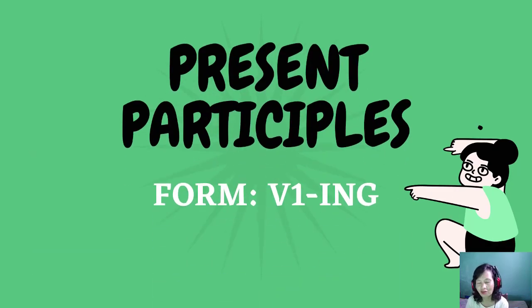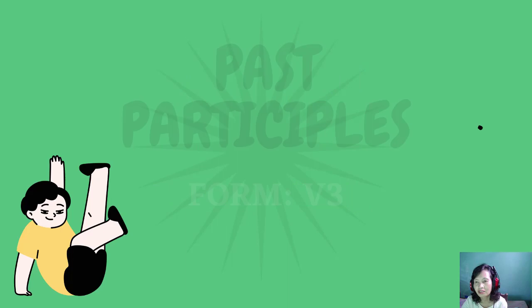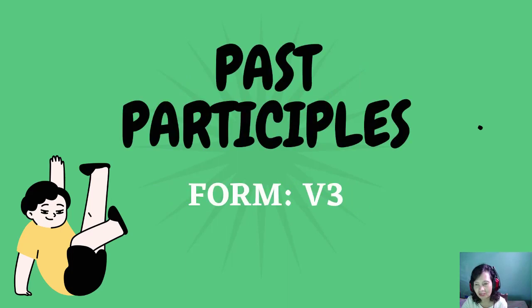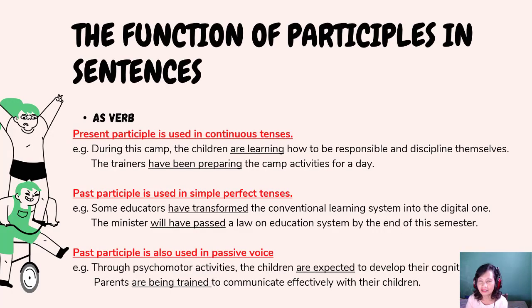We have two kinds of participles, that is the present participles with this form, verb 1 plus ing. Remember that what is added with ing is verb 1, not verb 2 or verb 3. And then the second is past participles. The form is verb 3. And let's talk about the function of participles in sentences.